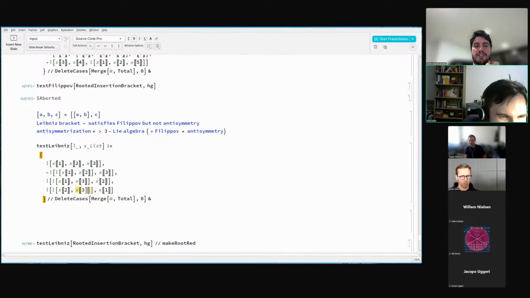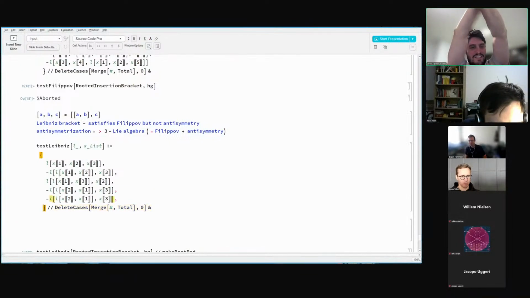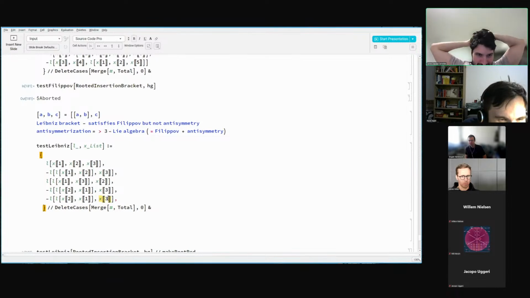For Jacobi, it's not going to matter because we might pick up some constant coefficients. But this is the real question.